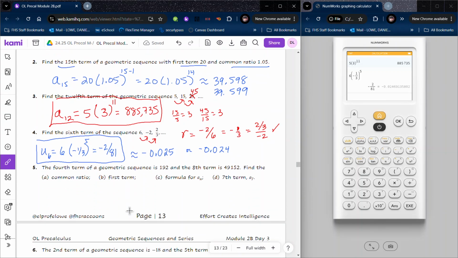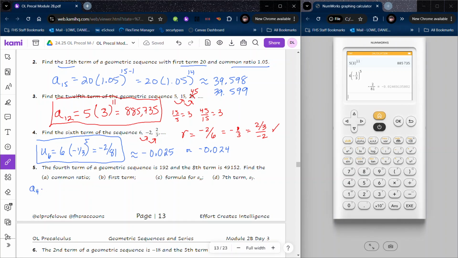Okay, continuing with our work. The fourth term of a geometric sequence is 192. The eighth term is 49,152. How could we figure out the common ratio? Well, what do we know?